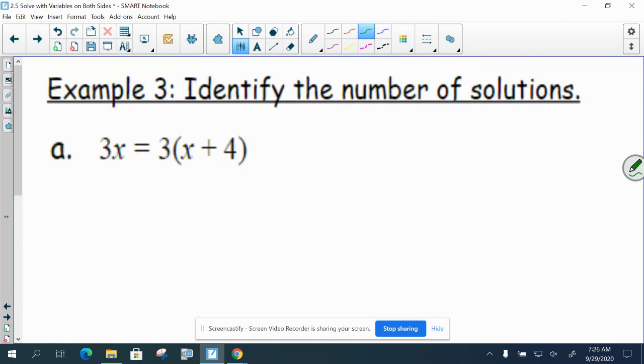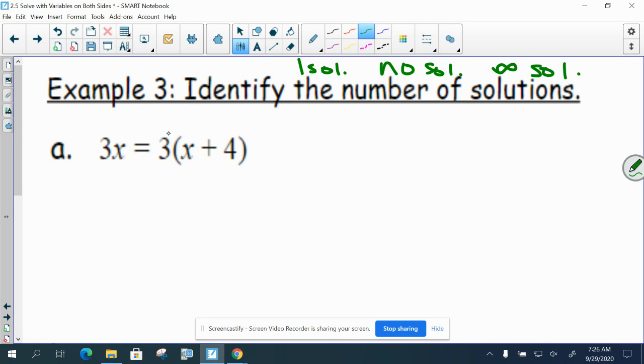All right. So now we're going to talk about identifying the number of solutions. So we can either have one solution, we can have no solution, or we can have an infinite number of solutions. So we'll try to figure out which one would be which.